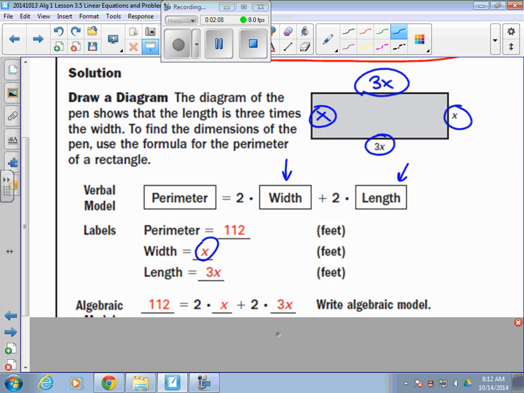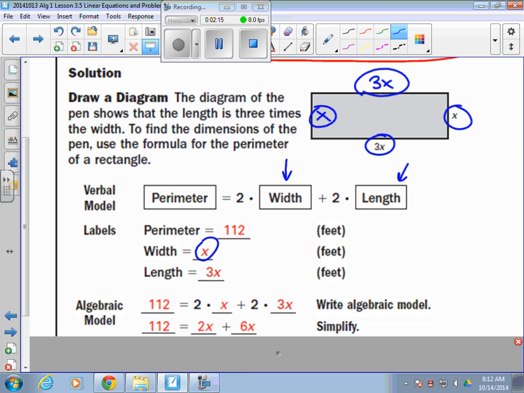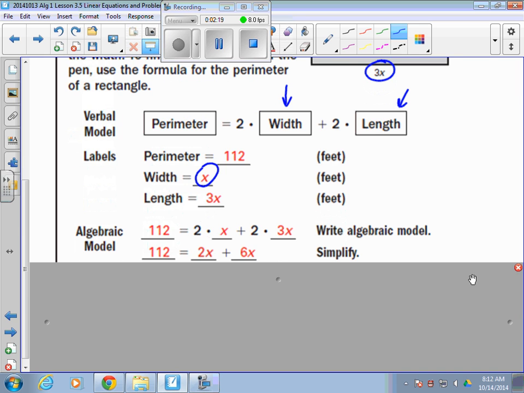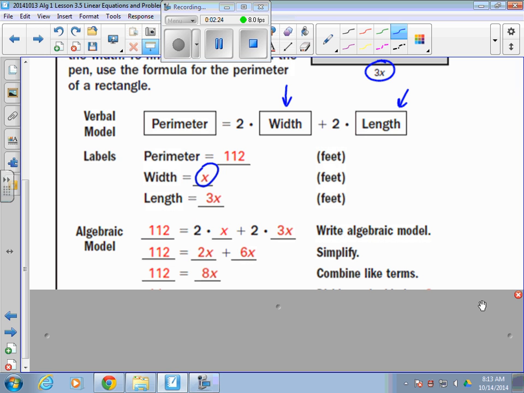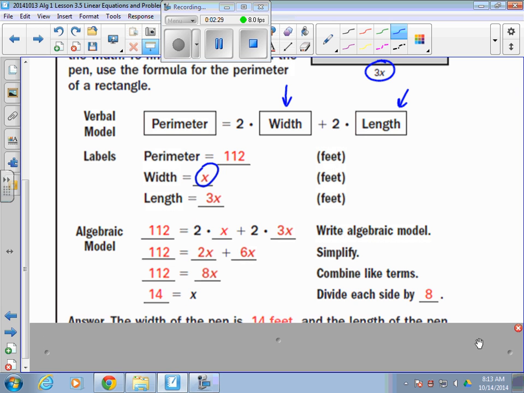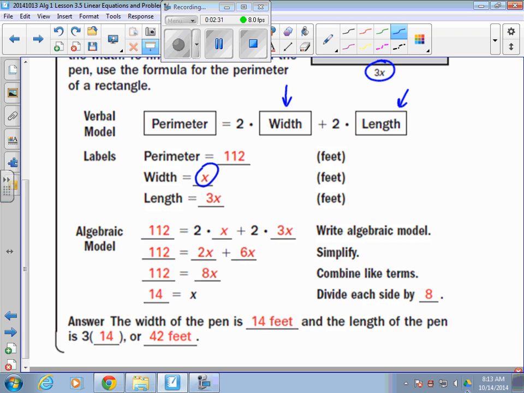So now just simplify the right-hand side. 2 times x is 2x. 2 times 3x is going to be plus 6x. So 112 equals 2x plus 6x. Then combine your like terms, 2x and 6x, and you get 8x. So now 112 equals 8x. And in order to get x by itself, divide by 8, and you get x equals 14. Therefore, the width of the pen is 14 feet. The length of the pen is 3 times that value of x, or 3 times 14, which is 42 feet.